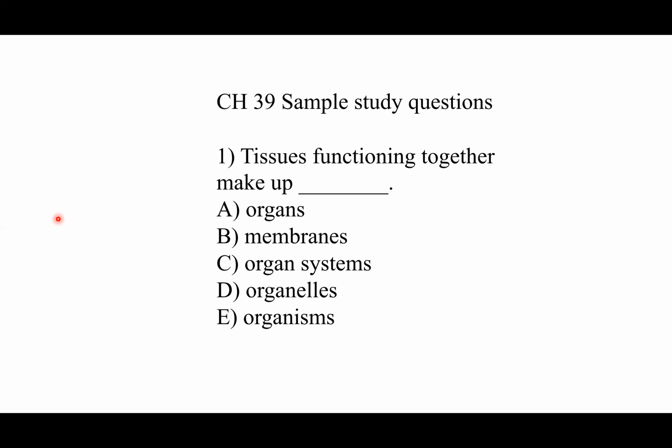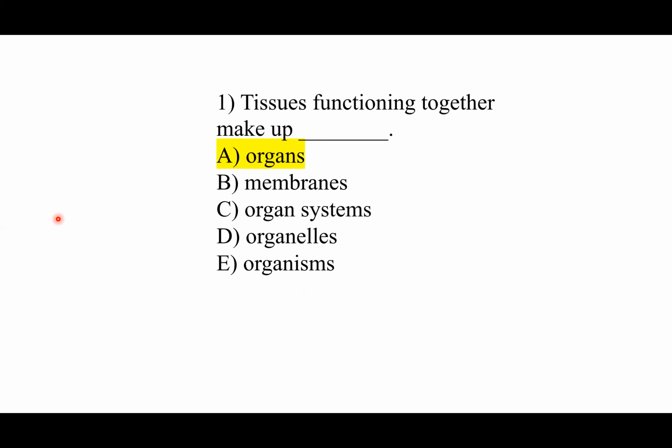So the first question is, tissues functioning together make up organs, membranes, organ systems, organelles, or organisms. So pause and think about it. All right, so the answer is A. So tissues functioning together make up organs. So the first thing that I talked about in this video was the animal body plan, where it's cells to tissues, tissues to organs, and organs to organ systems. So that's just how you can answer it. So tissues form organs and organs form organ systems.